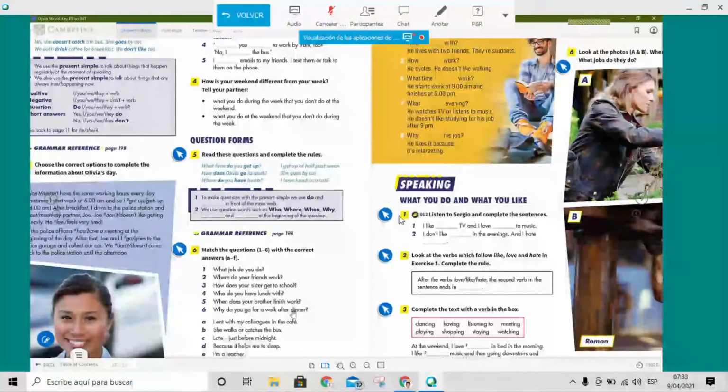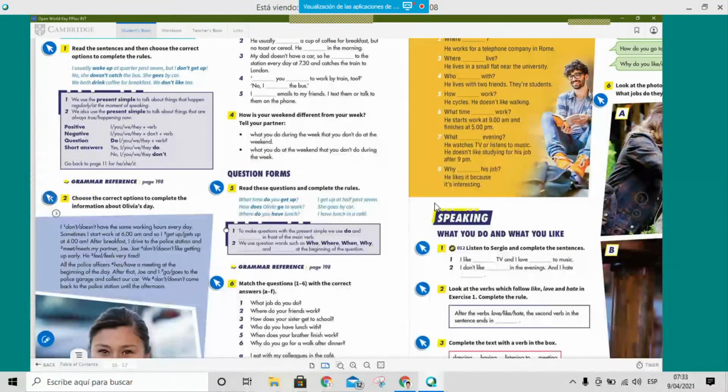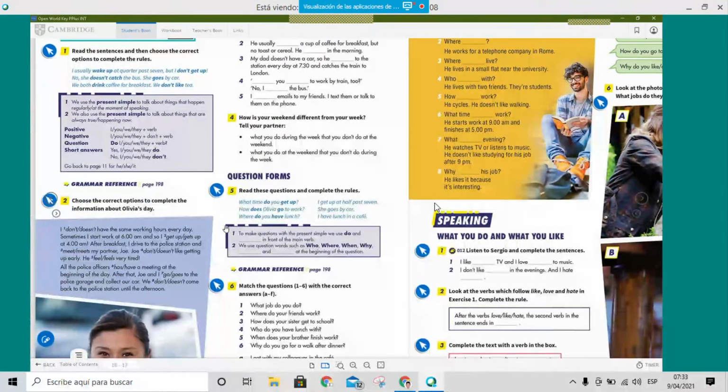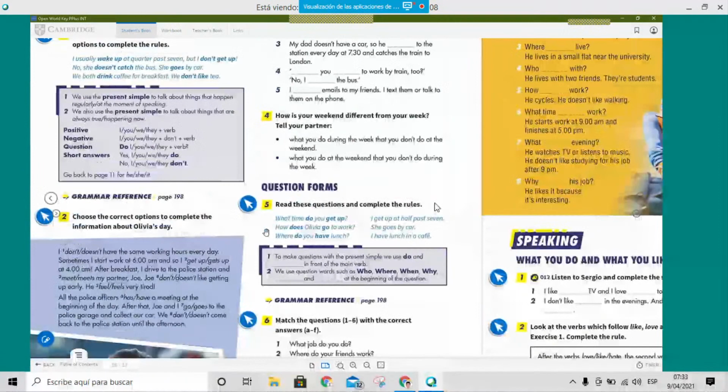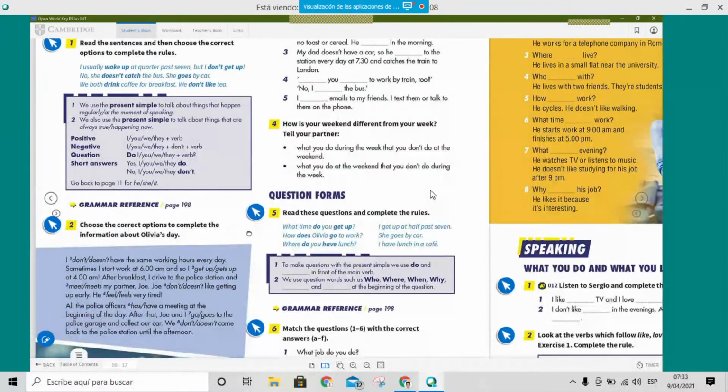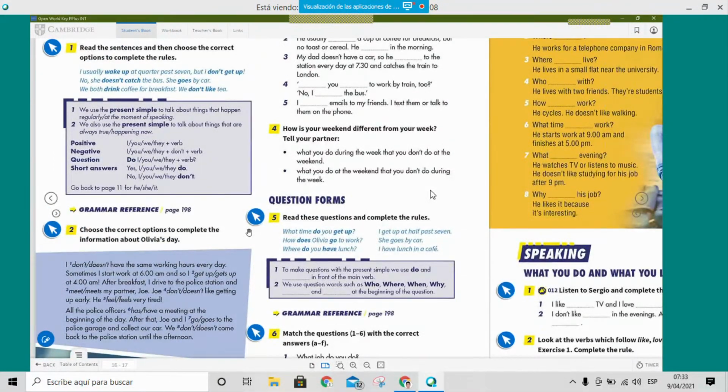What is the difference with the other verbs? That in the other verbs, you have auxiliaries for negative sentences and for questions. When you use the verb to be, you don't need any extra word. You use just the verb to be. I am from France. Negative, I am not from France. And in question, am I from France? So you just need the verb to be.